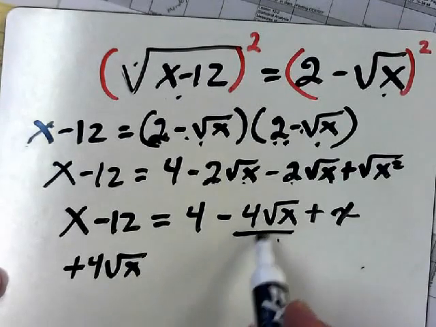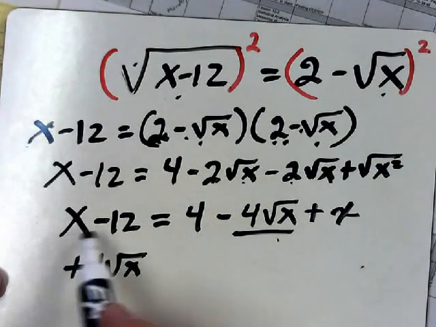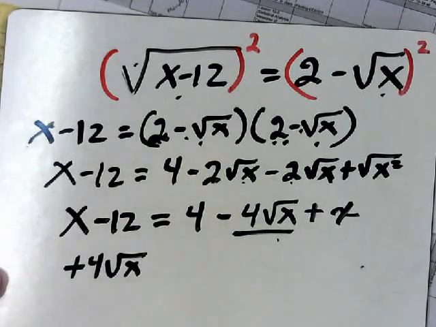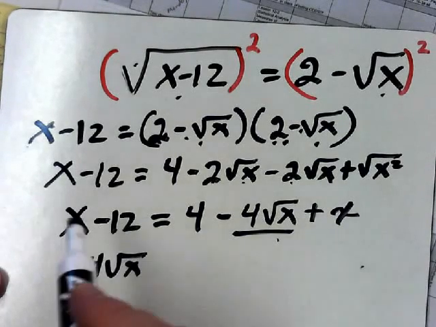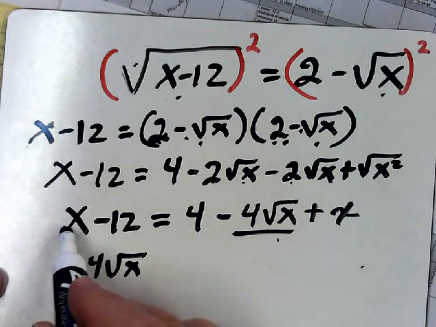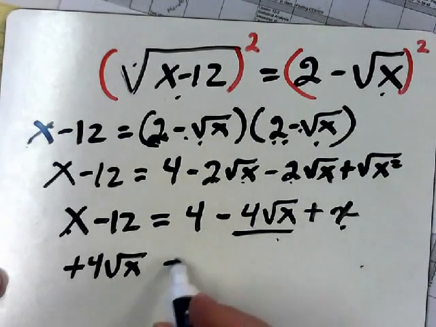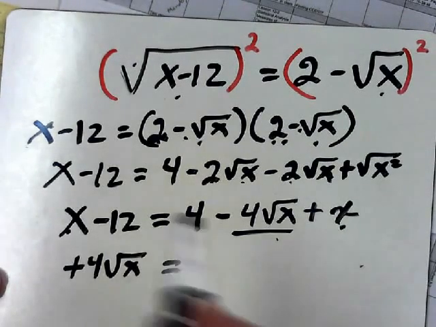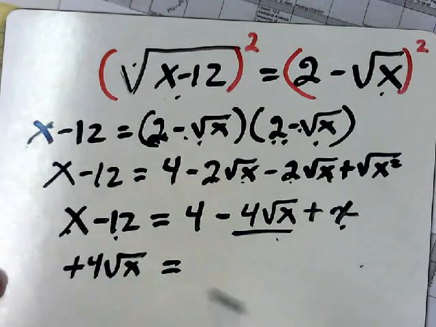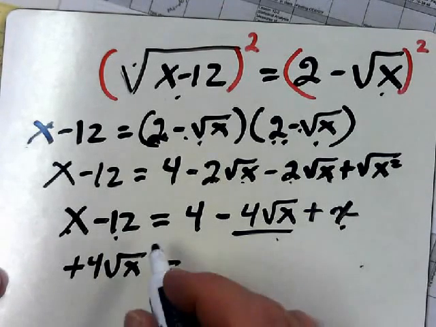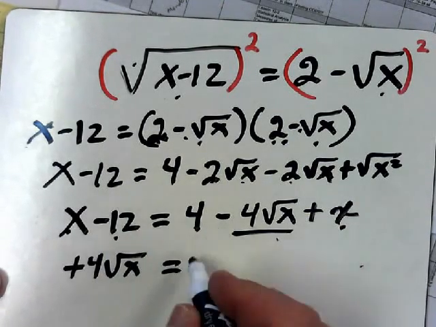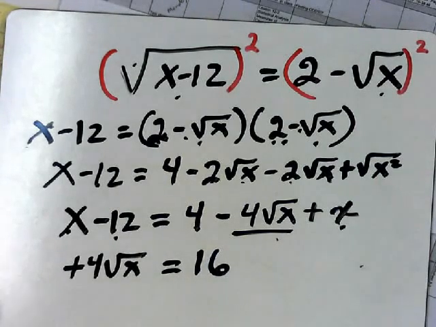If I bring the radical over, don't I take the x and the minus 12 over to the right-hand side? So what's this become? A negative x? And I have to add it to x. That's 0. This negative 12 becomes positive 12. 12 plus 4 is 16.